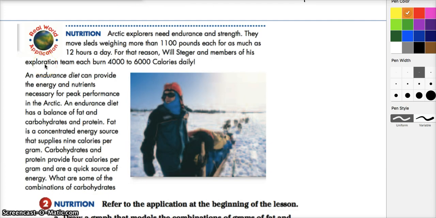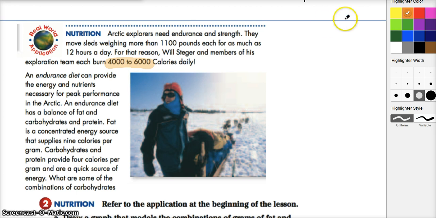Example 2 is going to refer to some information that we were given in the beginning of the chapter. So let's go ahead and check that out. We're looking at Arctic explorers who have to use endurance and strength as they're pulling really large, heavy sleds that weigh upwards of 1,100 pounds for 12 hours a day. And so one of the important bits of information we need to know is that they could burn easily 4,000 to 6,000 calories per day.